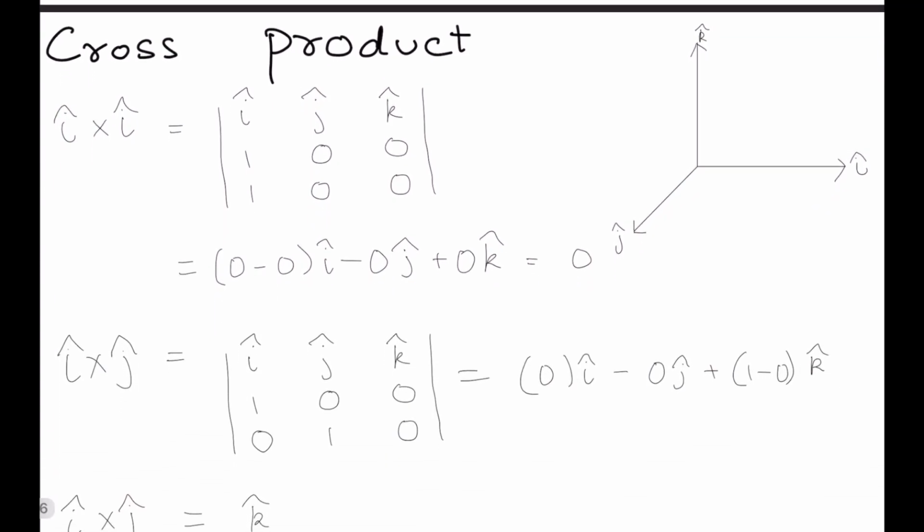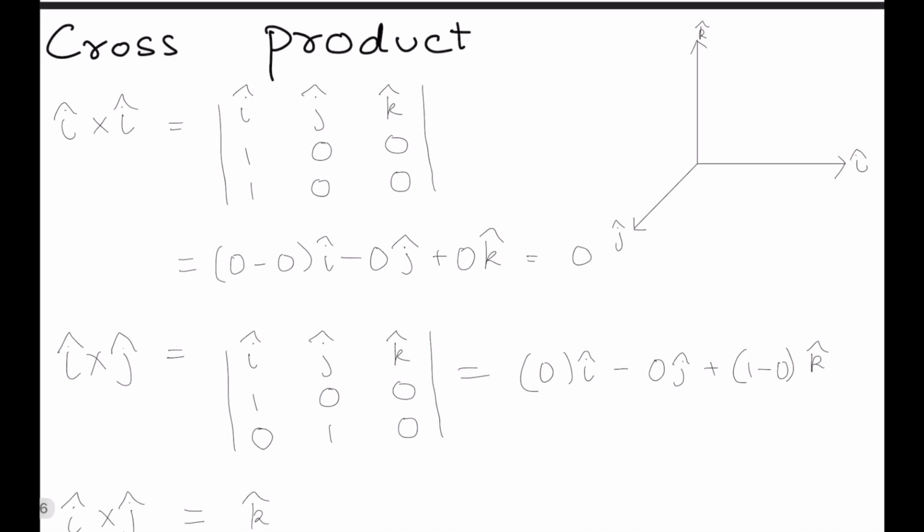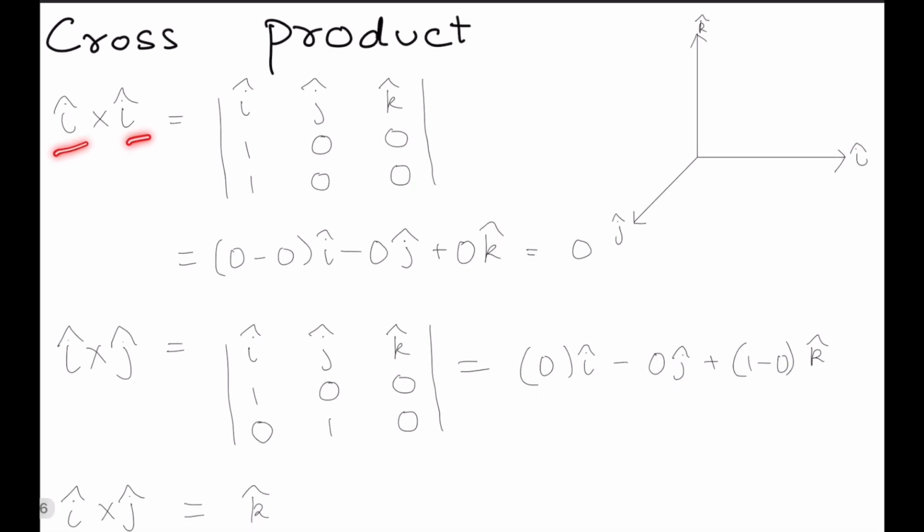Vector product, or the cross product of the unit vectors, is also very easy to calculate. We just need to write it as a determinant and solve it. I unit vector only has magnitude 1 in the I direction and it has magnitude 0 in the j and k direction. So when we do the cross product, we just write it as a matrix and we calculate the output and we get 0.